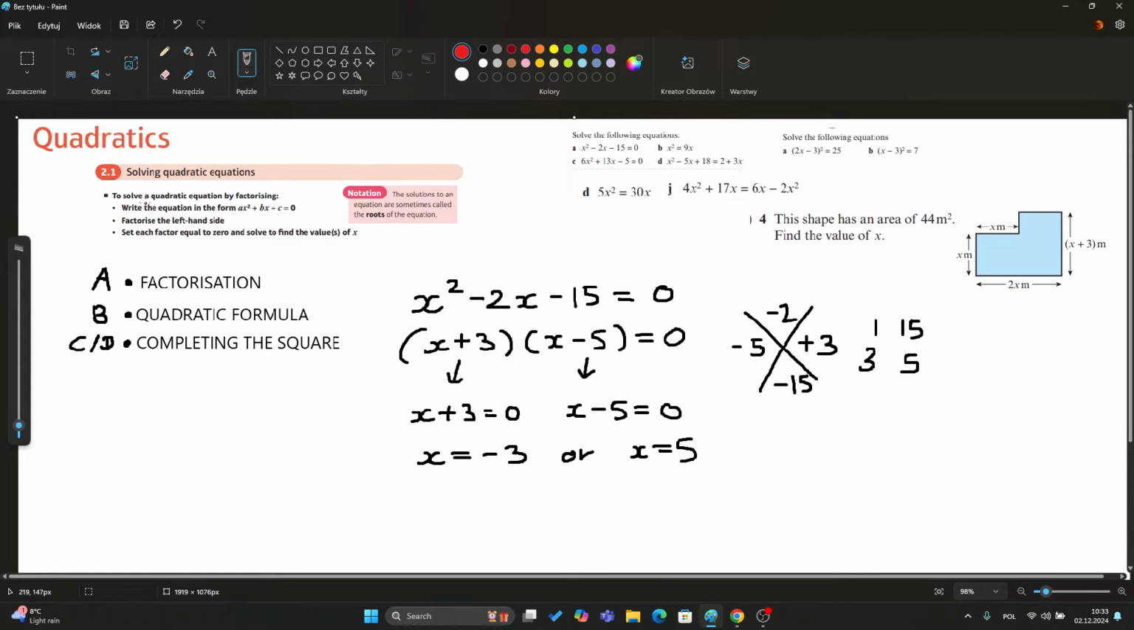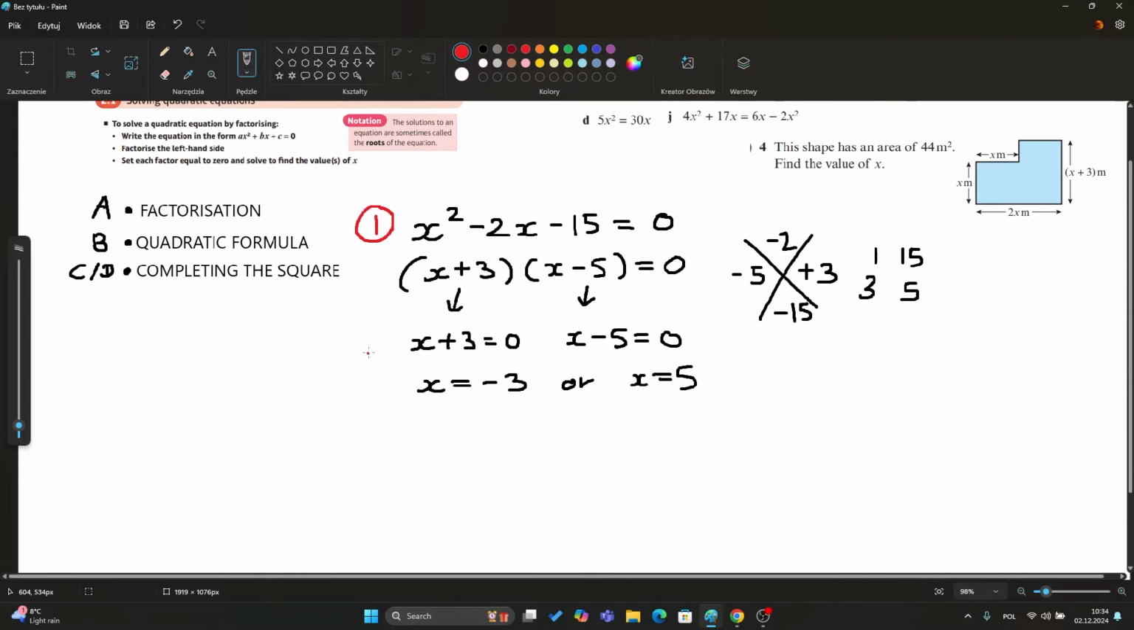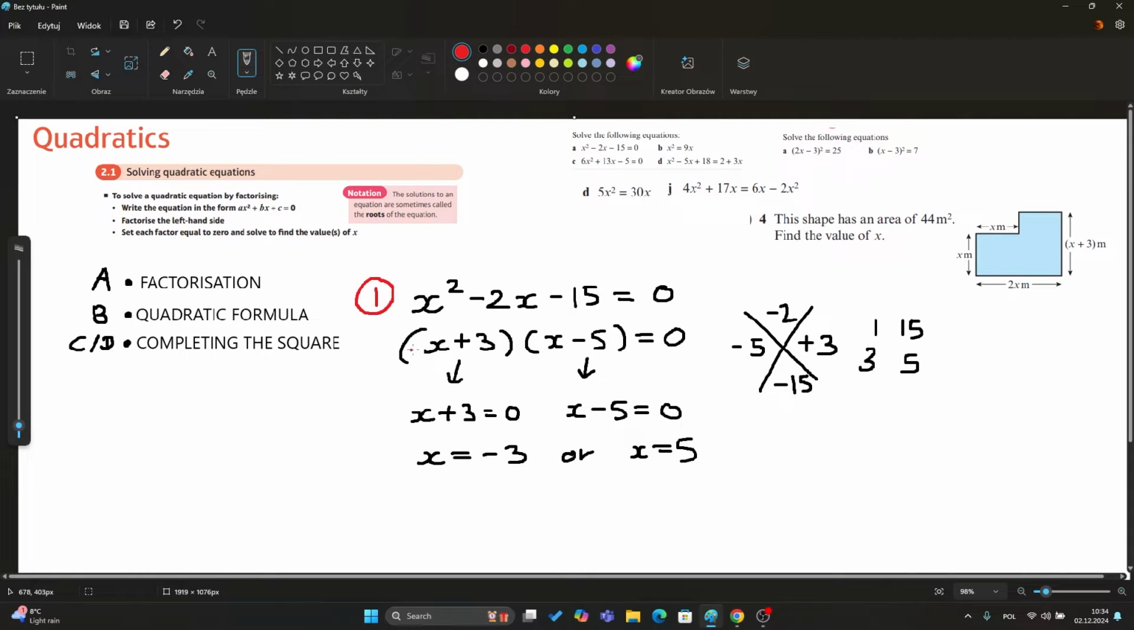So what we do first is we write our equation as normal with 0 next to it. We factorize the left or right side, depending where our ax squared plus bx plus c is located, and then we set both of those to 0 because one of them has to be 0 for the thing to be 0.